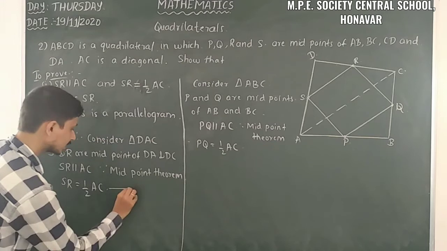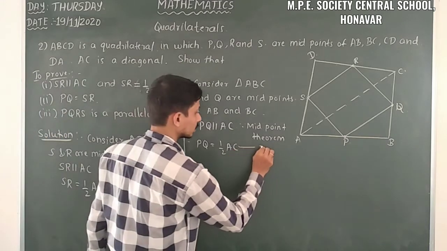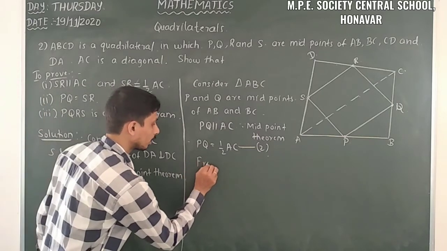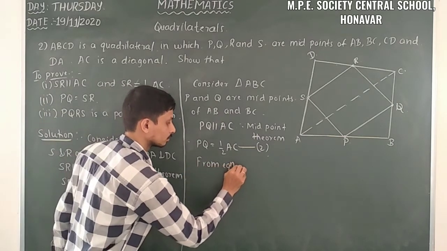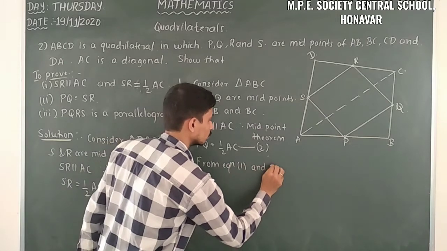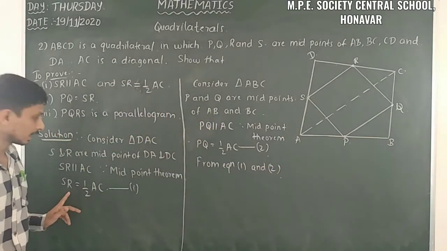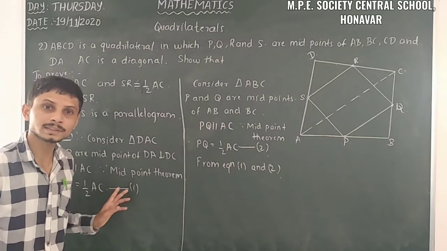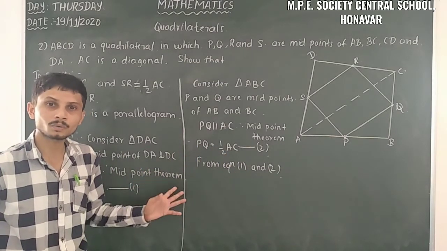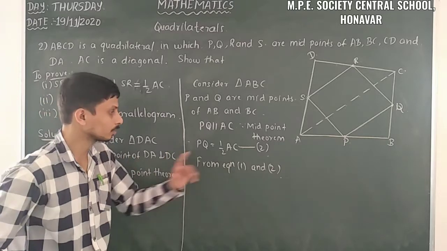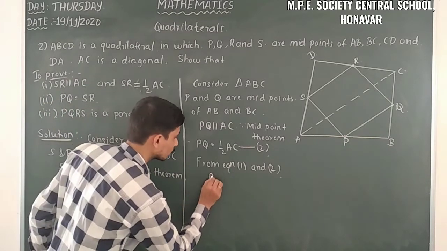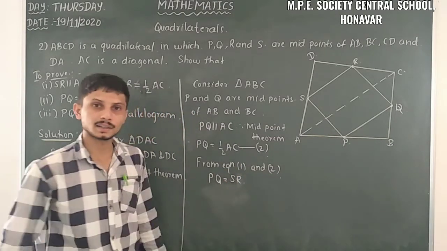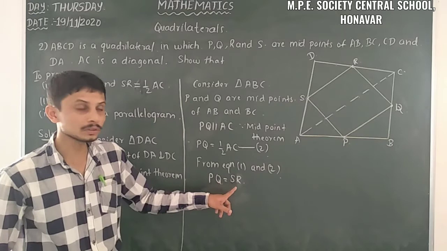Yes. So here I will take this as equation number 1 and this is equation number 2. From equations 1 and 2 we can take SR is equal to half into AC, and PQ is also half into AC. The things which are equal to the same thing are equal to one another. So from equations 1 and 2 we can take PQ is equal to SR.